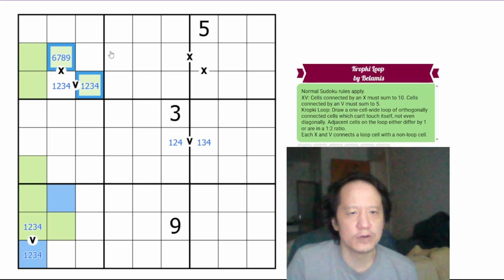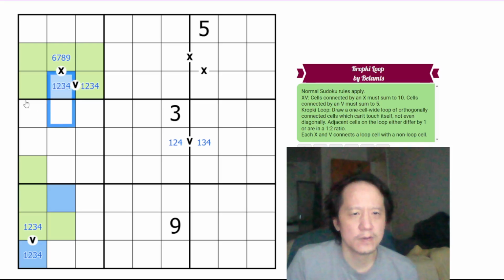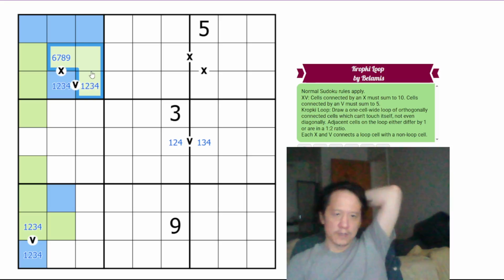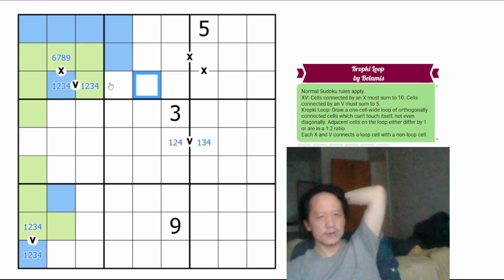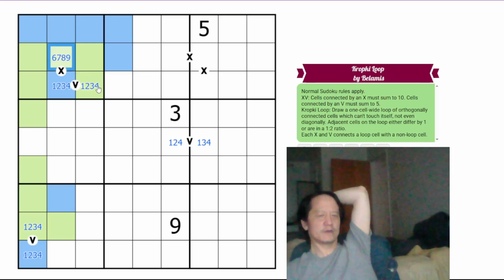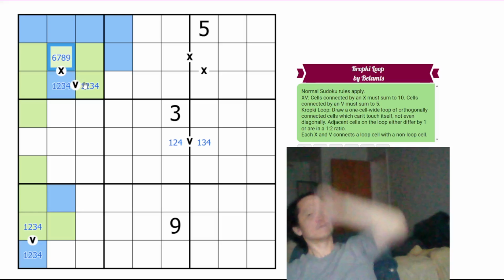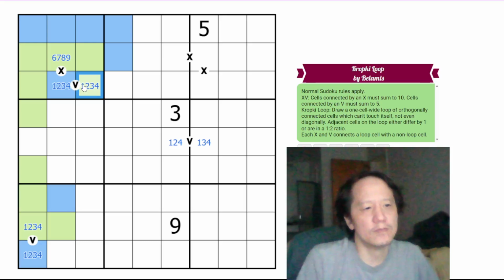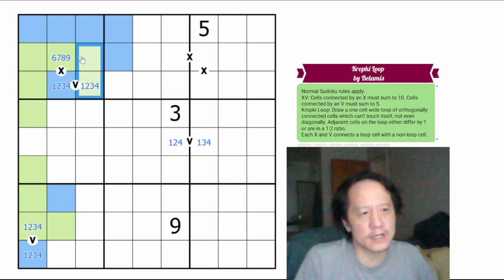What happens if we go here? Okay, so it'd have to go this way. None of these would be on the loop. None of these could be on the loop. So what happens if it goes this way? Can it ever be 1 and 9? I think the answer to that is no. Right? 1 would be in a 1 to 2 ratio or consecutive with only 2. And 2 is not going to be in a 1 to 2 ratio with 9 at all.